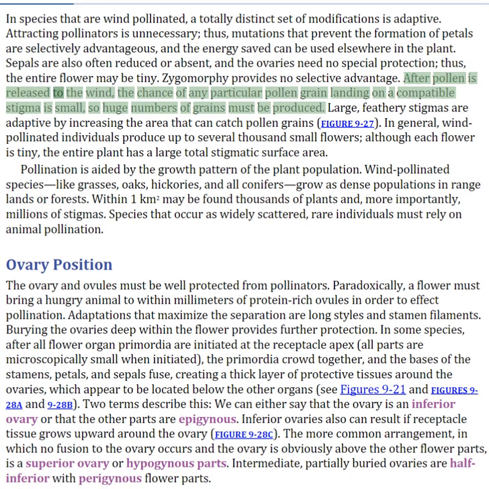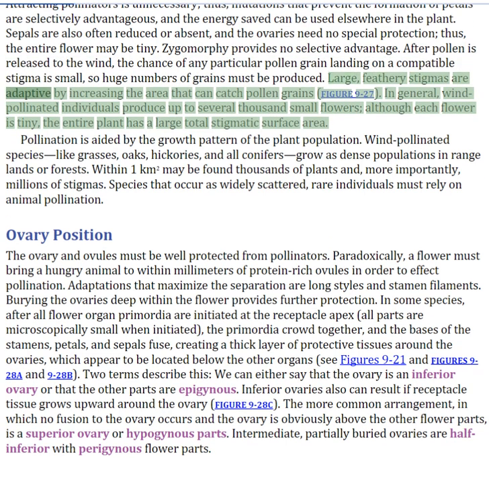After pollen is released to the wind, the chance of any particular pollen grain landing on a compatible stigma is small, so huge numbers of grains must be produced. Large, feathery stigmas are adaptive by increasing the area that can catch pollen grains. In general, wind-pollinated individuals produce up to several thousand small flowers. Although each flower is tiny, the entire plant has a large total stigmatic surface area.